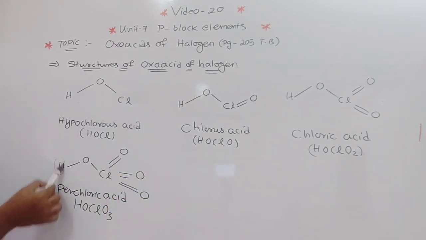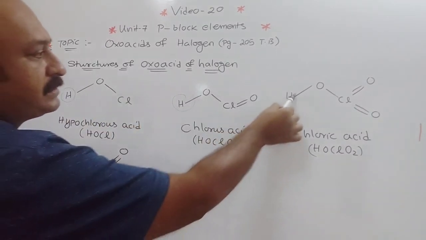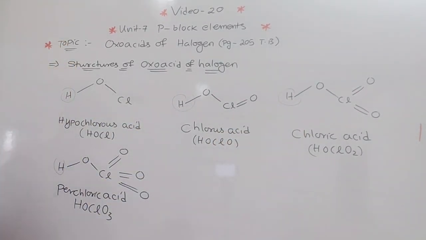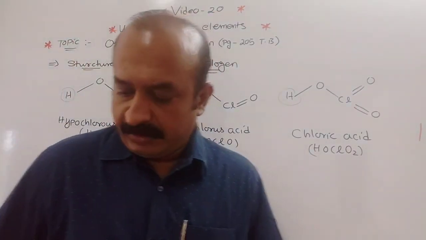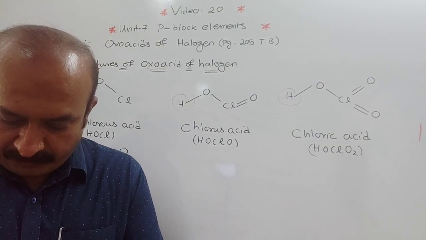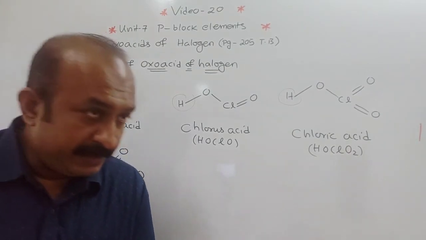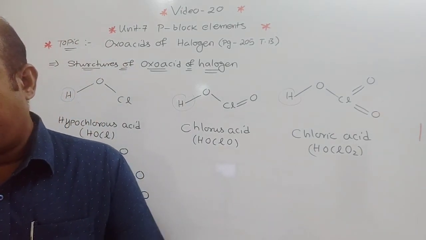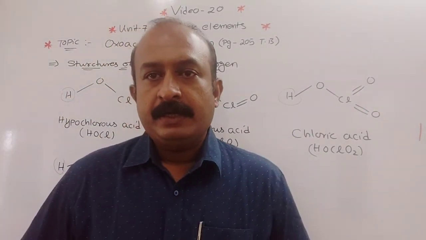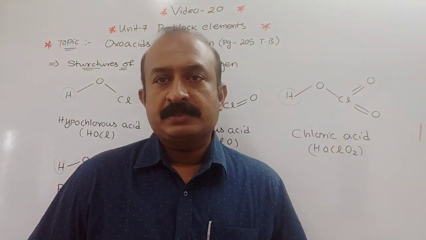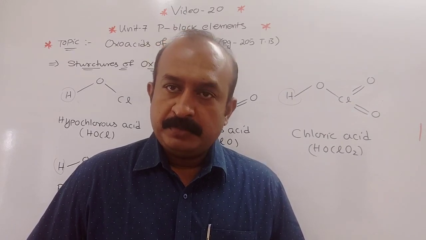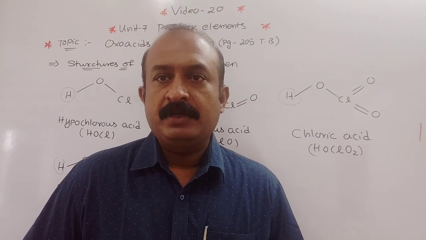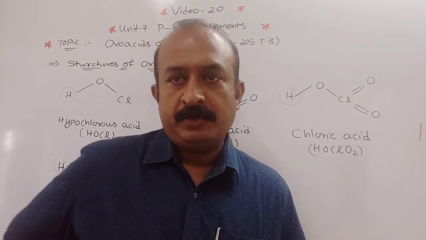Now in this case only one hydrogen will be protonated in all these cases. Understood? The hydrogen is the one connected to oxygen. So this was all about oxoacids of halogen. Now in the next video, we will be discussing group 18 elements. In this video we have discussed maximum things about oxoacids of halogens. So be prepared and be ready for the next test. Okay? Thank you very much.